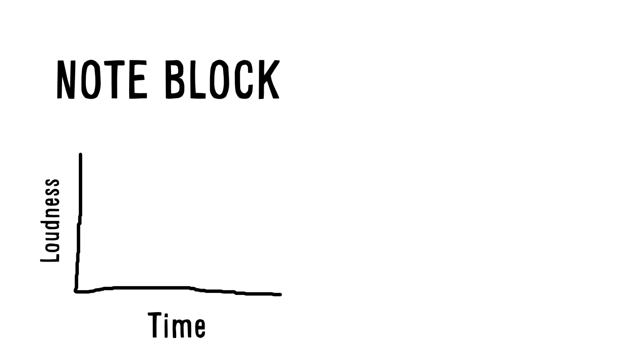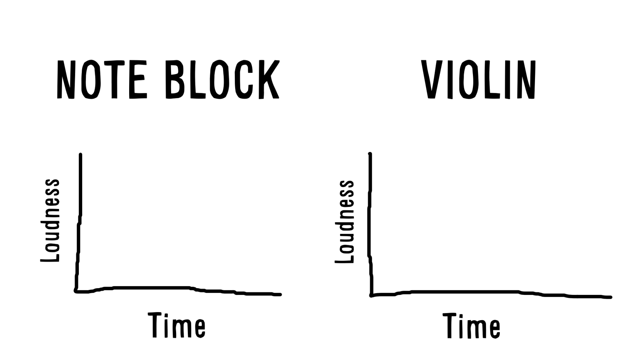For example, when you play a note block, the initial sound is loud and rich in harmonics, but it very quickly quiets down and becomes duller. This produces a plucky kind of sound. A violin note, on the other hand, starts a bit quiet and actually gets louder after a short while. The loudness stays at this peak up until the player stops moving the violin bow along the strings. This produces a longer, sustained sound.